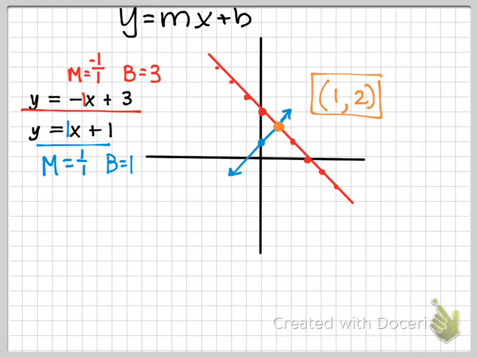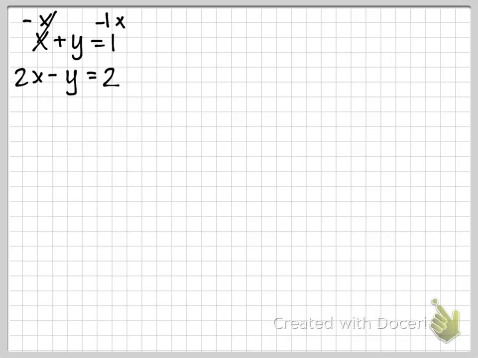Now, the next problem that you have on your review sheet says x plus y equals 1 and 2x minus y equals 2. So the first step that we said that we need to do is to get these in slope-intercept form. And I noticed that these are not in slope-intercept form. So the first thing I'm going to do is I'm going to subtract x on both sides. I'm going to write the 1 in front of it. So it's going to be y equals negative 1x plus 1.